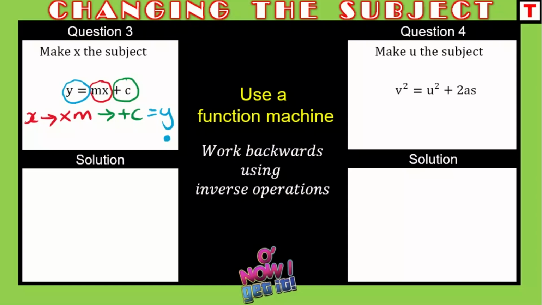So now we're going to be working backwards from y to get all the way back to x. Let's start with y, and then we're doing the inverse of adding c, which is to take away c, and then the inverse of multiplying by m would be to divide everything here by m. And this would give us the value of x. Therefore, we would have now made x the subject. So well done if you got that question correct.